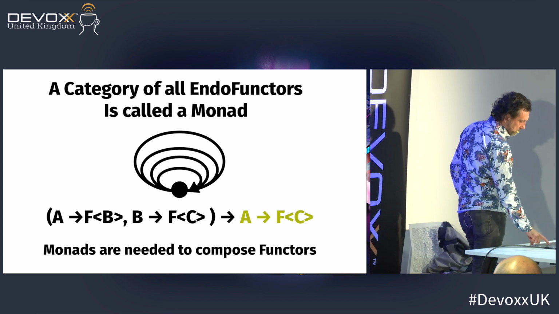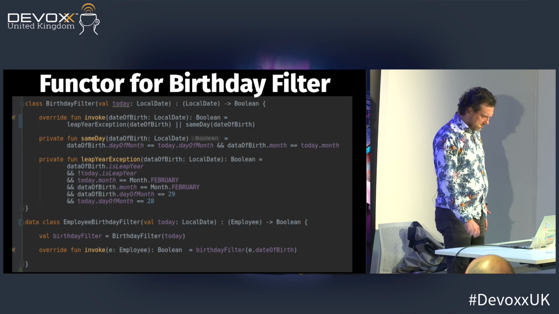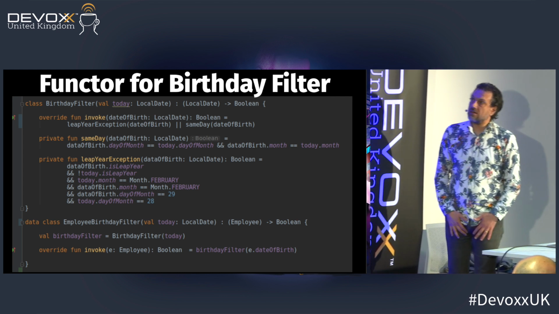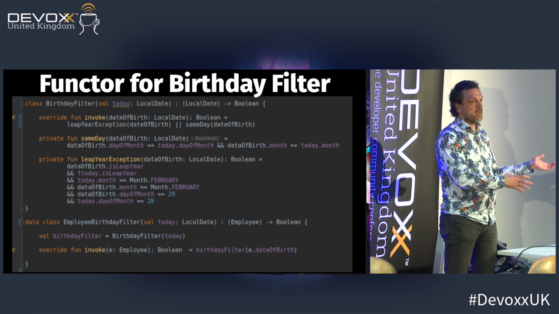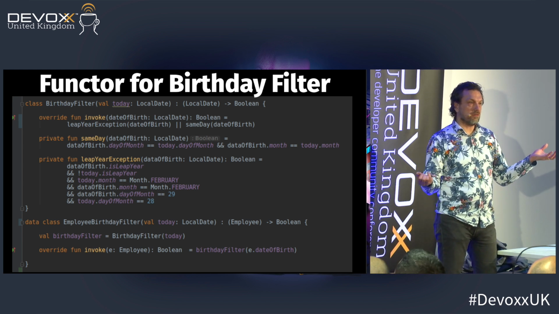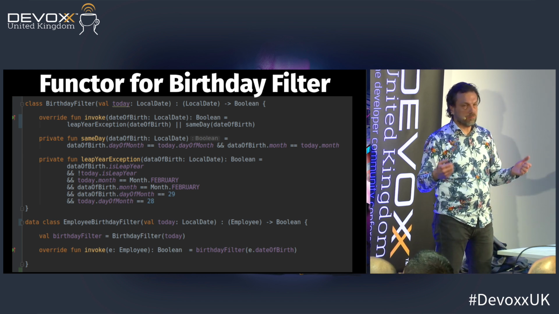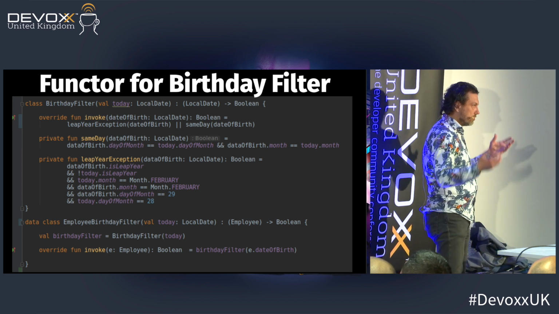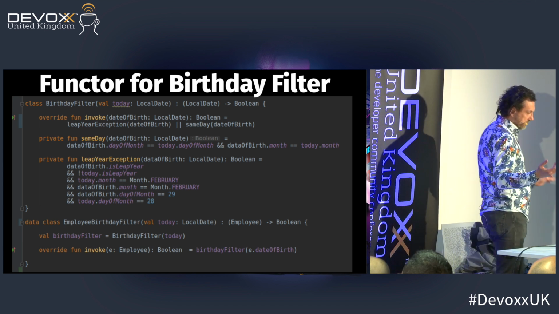Let's see some example. I don't know if you can read. For example, this is how you use a functor to have a filter. You have a list, you return another list, but only with the elements born on the day of today. So you keep using this transformation. This is from a list to a list.